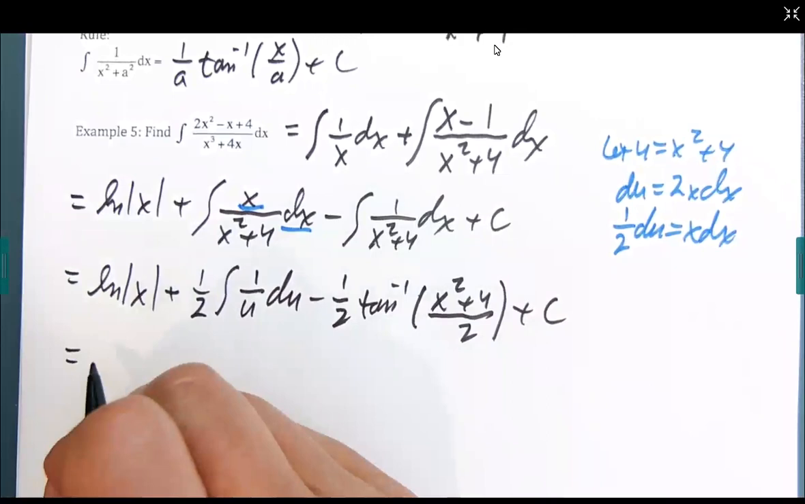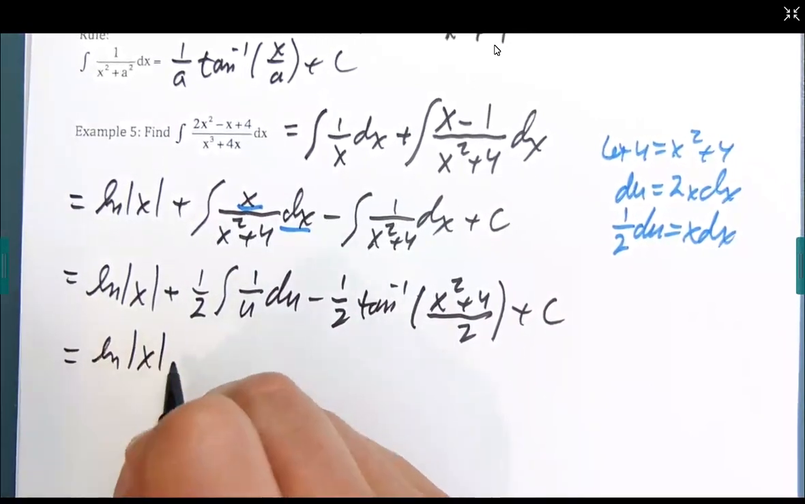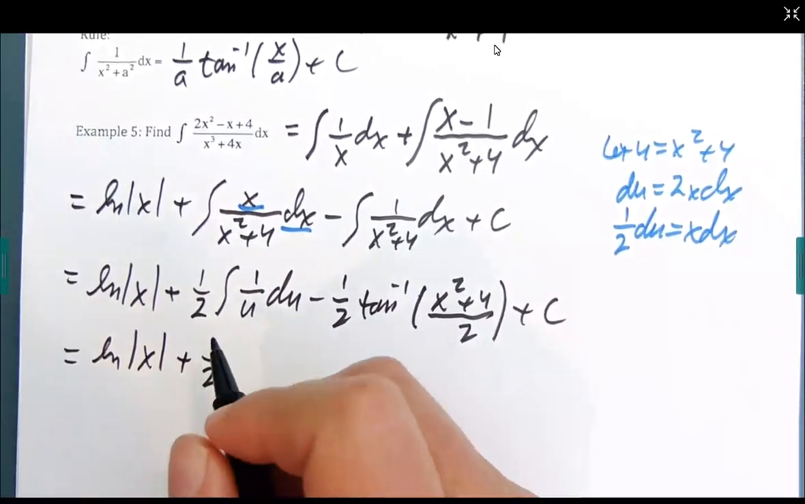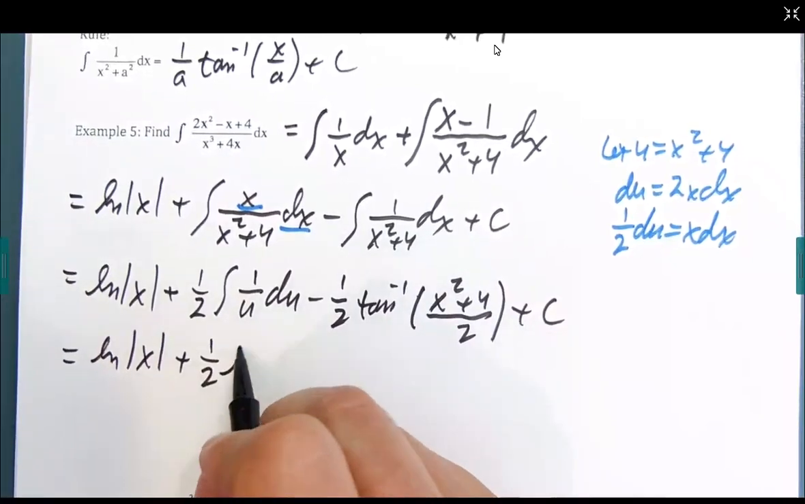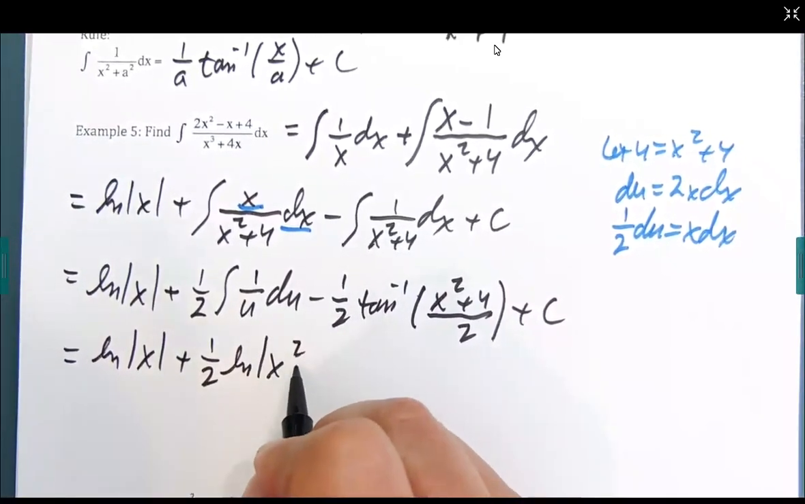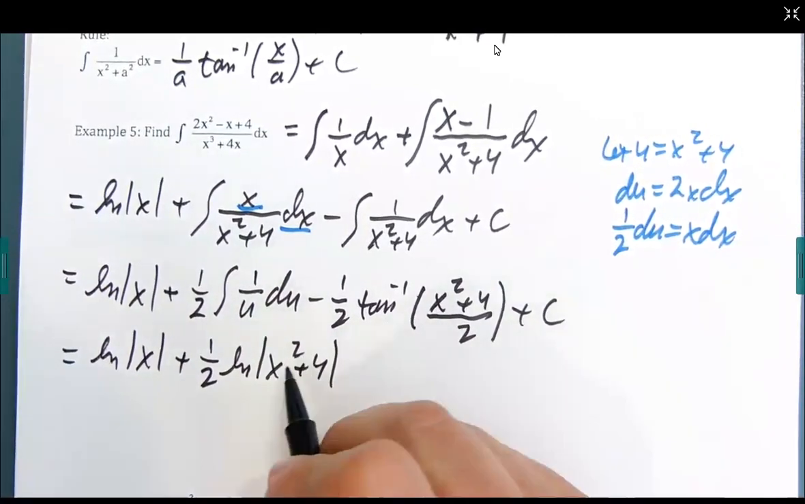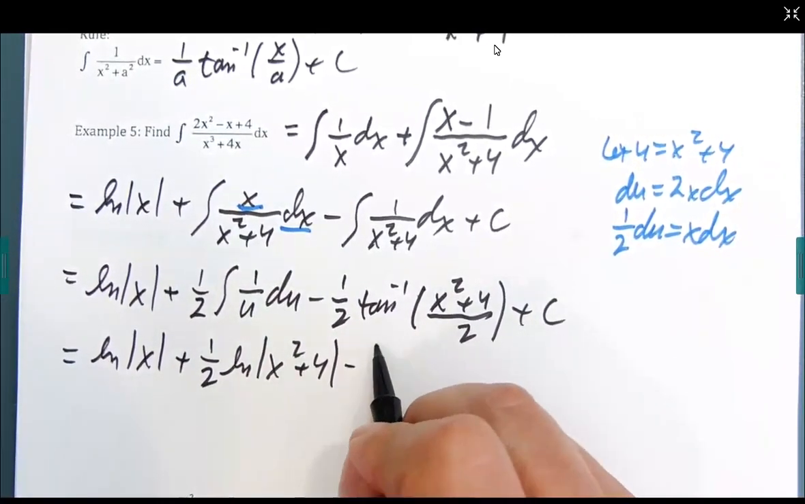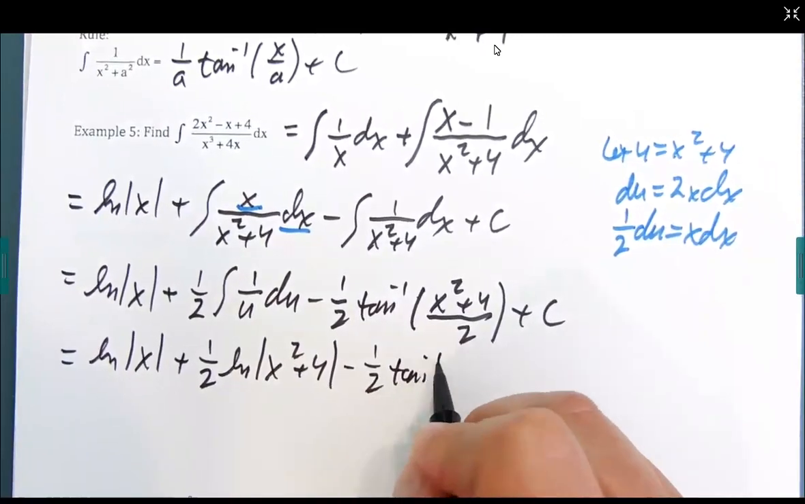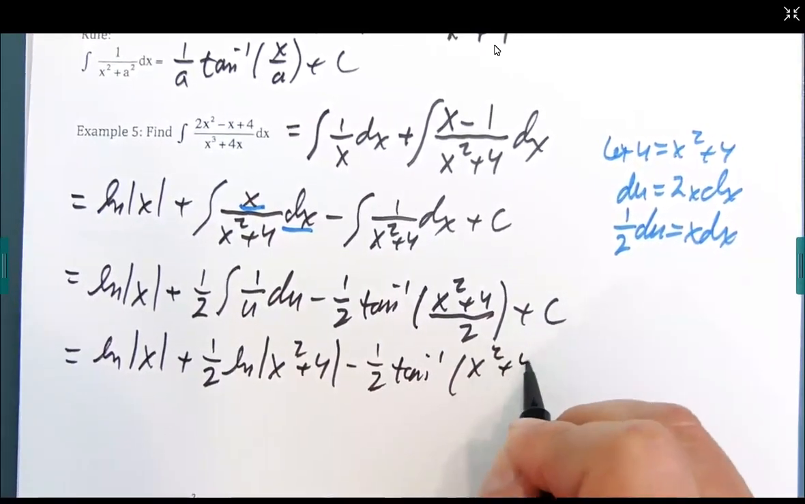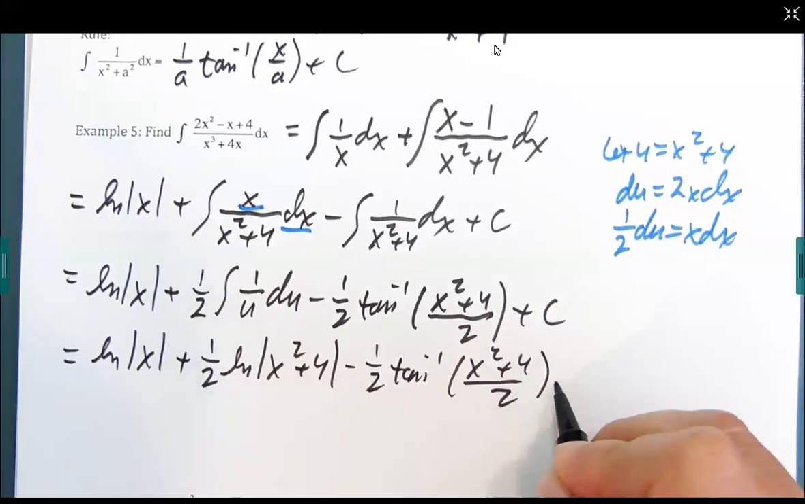All right, we end up with natural log absolute value of x plus 1/2 ln absolute value x squared plus 4. Absolute values are unnecessary there because that's always positive. Minus 1/2 inverse tangent of x squared plus 4 over 2 plus c.